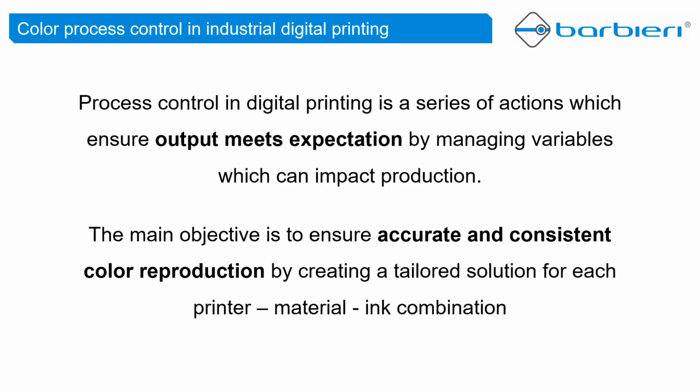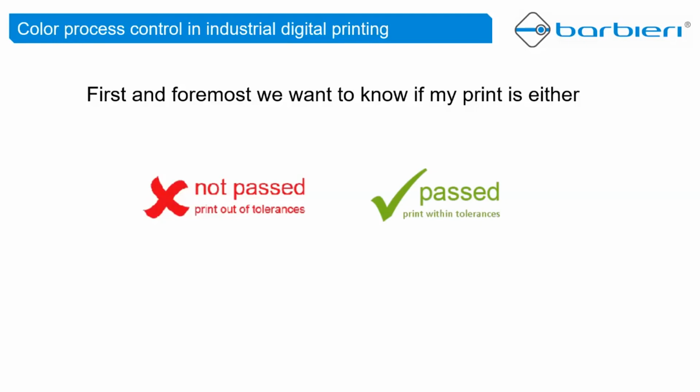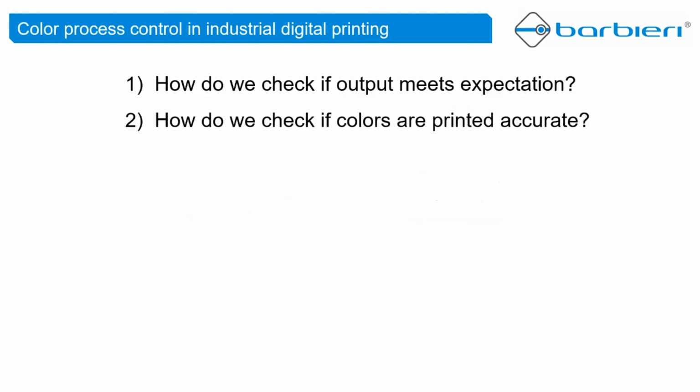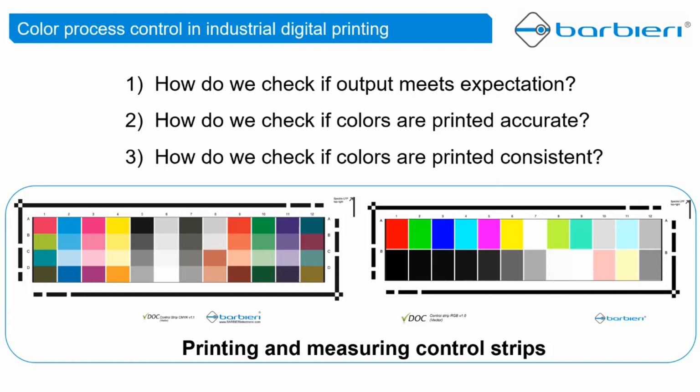The main objective is to ensure accurate and consistent color reproduction by creating a tailored solution for each printer, material and ink combination. A very long definition, but for us important, first and foremost, we want to know if my print is either not passed, out of tolerances, or passed. This leads to 3 questions. How do we check if output meets expectation? How do we check if colors are printed accurate? And how do we check if colors are printed consistent? The answer is to print and measure control strips.